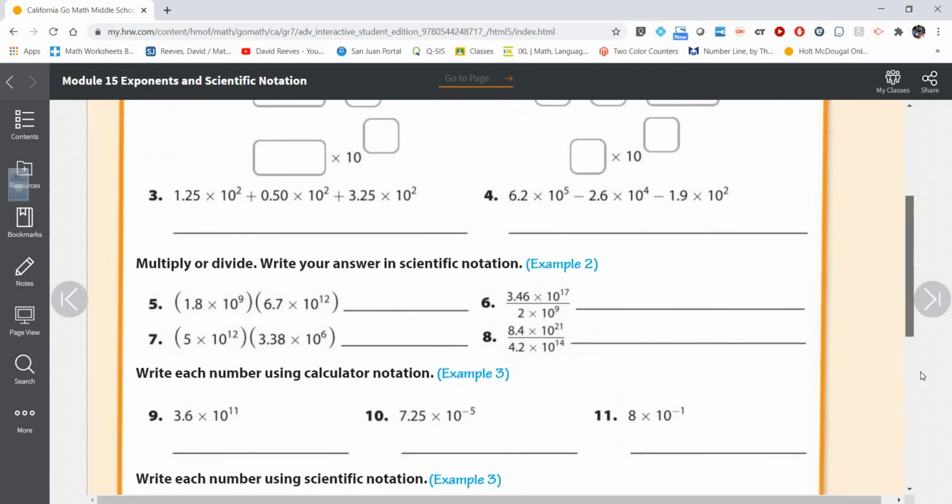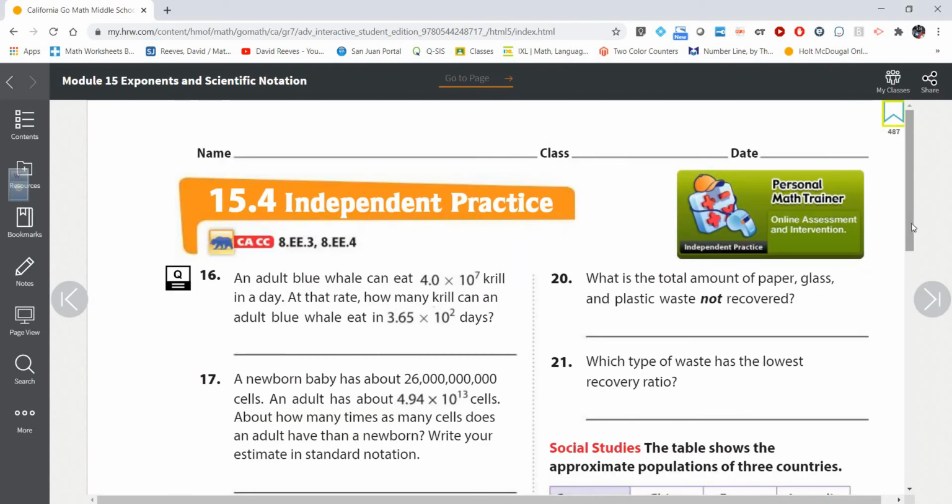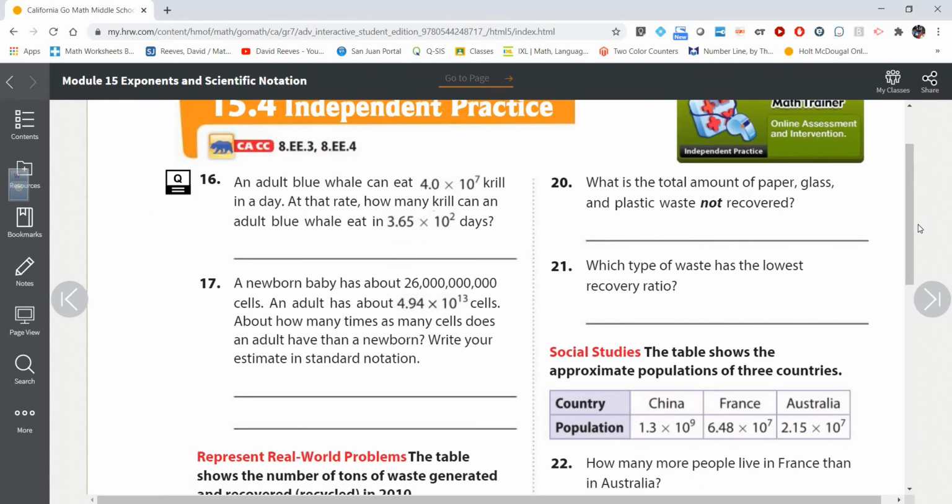Okay, these are all just computation problems. Let's get to some word problems. Here we go. All right, now we're talking. Look at all of these wonderful word problems. All right, an adult blue whale can eat 4 times 10 to the 7th krill in a day. At that rate, how many krill can the adult whale eat in 3.65 times 10 to the 2 days?